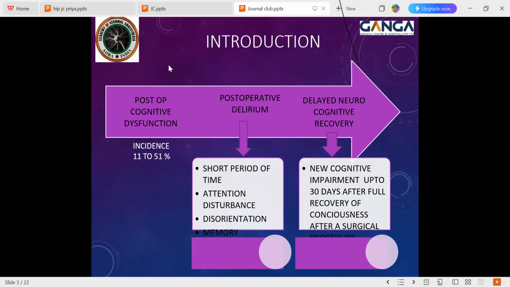Post-operative cognitive dysfunction has an incidence of around 11 to 51%, and it has been divided into post-operative delirium and delayed neurocognitive recovery. Post-operative delirium happens during a first short period of time, with attention disturbance, disorientation, and memory problems. Delayed neurocognitive recovery is a new cognitive impairment which happens up to 30 days after a full recovery of consciousness after a surgical procedure.